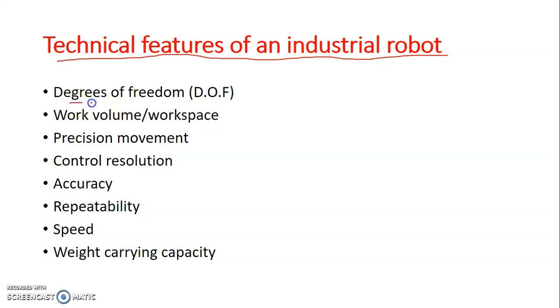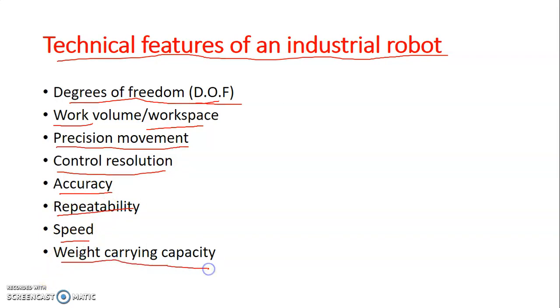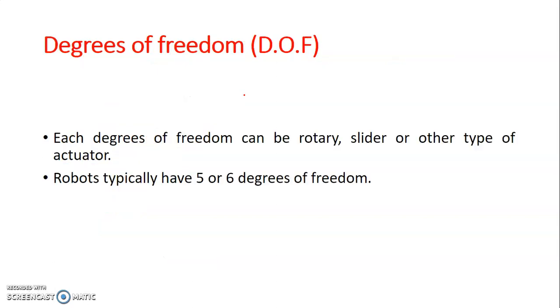One is the degrees of freedom, shortly we call this DOF. Then work volume or workspace, precision movement of the robot, control resolution, accuracy, repeatability, speed, and weight carrying capacity. These are all the main technical features of any industrial robot we have to consider before designing the robot or before using the robot for a particular application. So you'll understand one by one what all these technical features are.